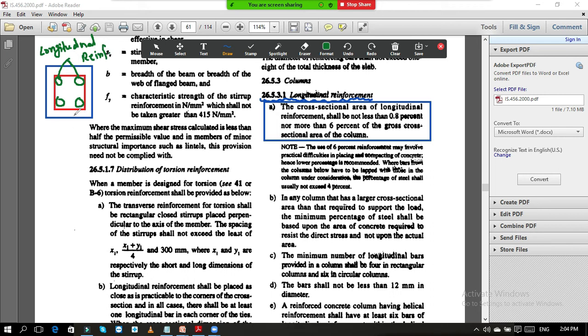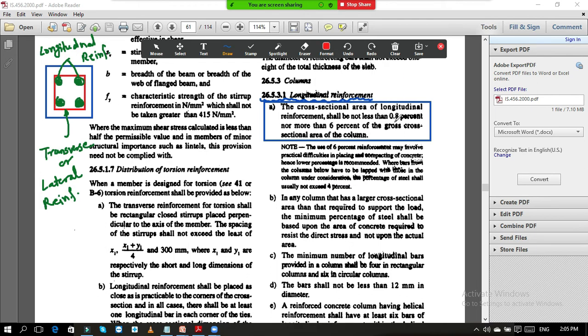And the stirrup which is given over here, this is called transverse reinforcement, or also lateral reinforcement. Both the words are used. So now this clause is for longitudinal reinforcement. Longitudinal reinforcement means these bars which we have provided over here. This clause is for these bars, and what does it say?